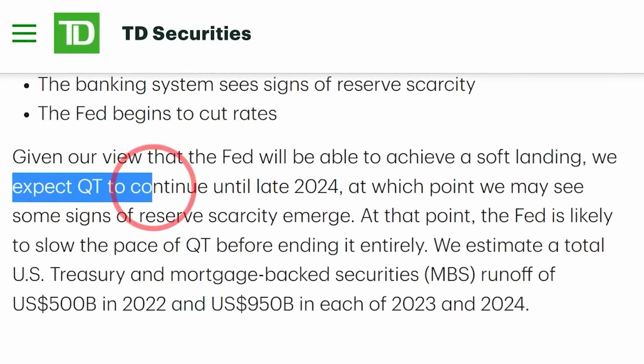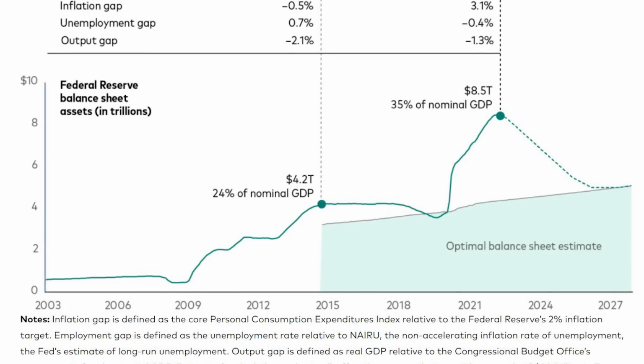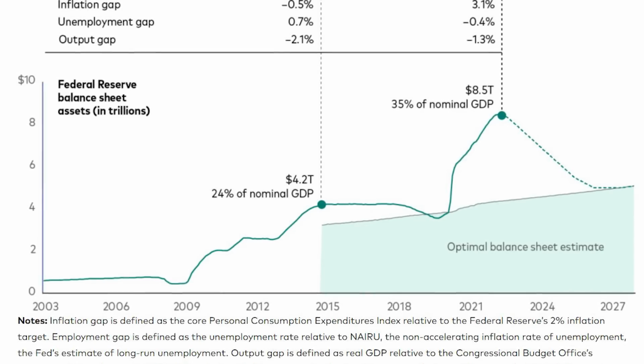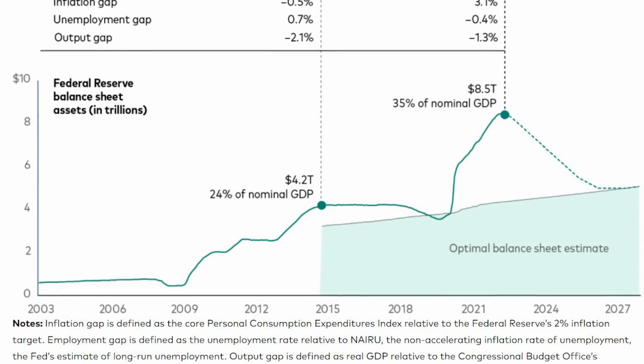As for when it will end, no one knows for sure yet. Analysts from TD believe that QT will continue all the way till late 2024, while Vanguard believes that it can continue till 2025 when the Fed reaches an optimal size for the balance sheet.